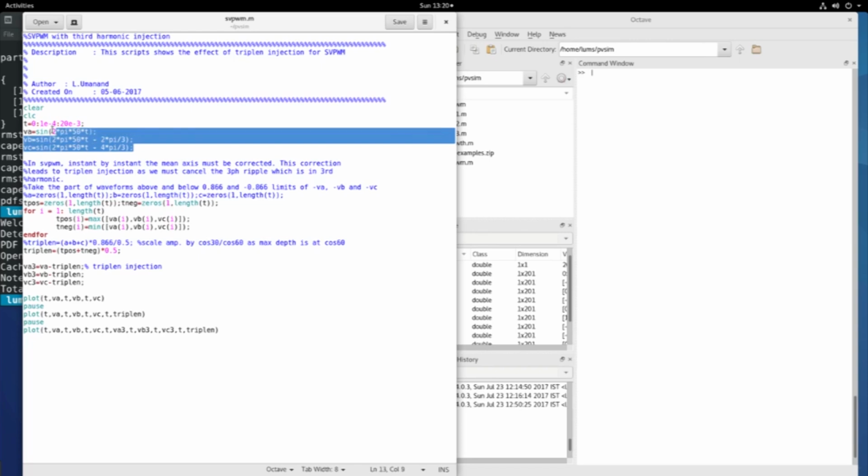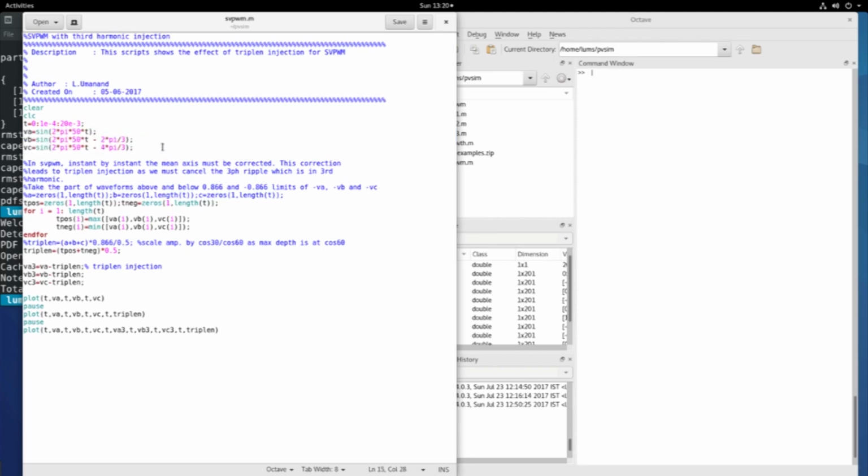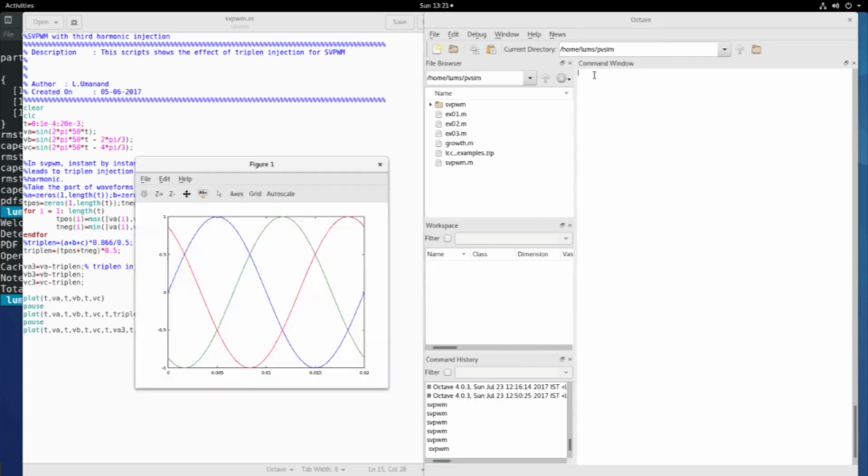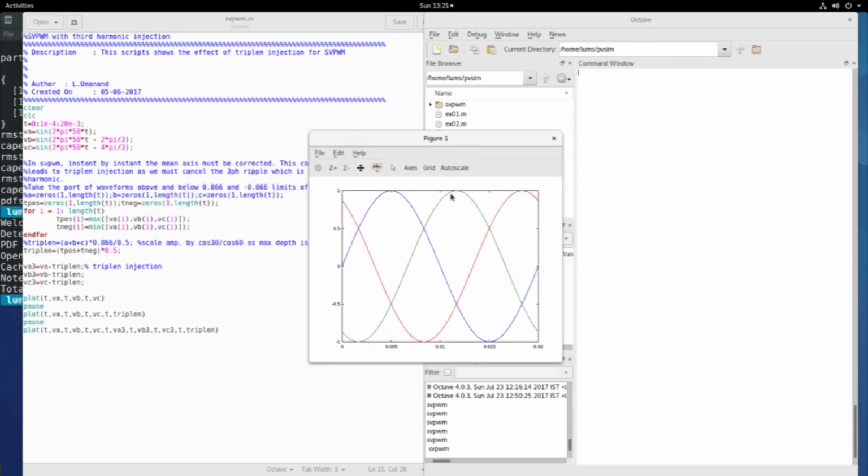So here in the script, the first step is to generate the three vectors VA, VB, VC, which are sine of 2 pi 50 t, omega t minus 2 pi by 3, omega t minus 4 pi by 3. So we have the three sine waves. Now let me execute this, SVPWM. I first plot these three sine waves. That's what I am plotting here first.